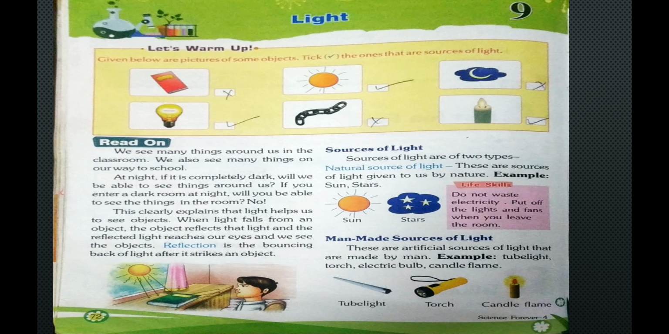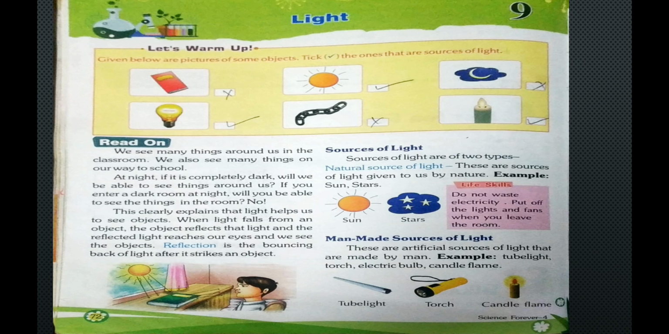Next is a moon. Cross. This is not a source of light because the moon takes light from the sun. It has no light of its own. The next picture is a bulb. This is also a source of light, so we tick it.